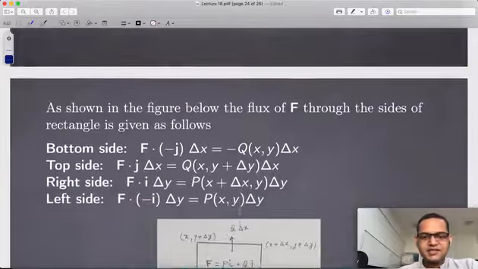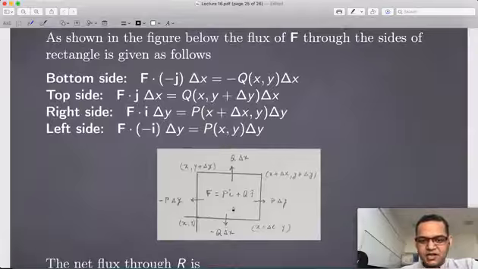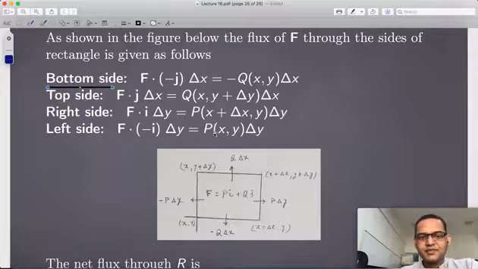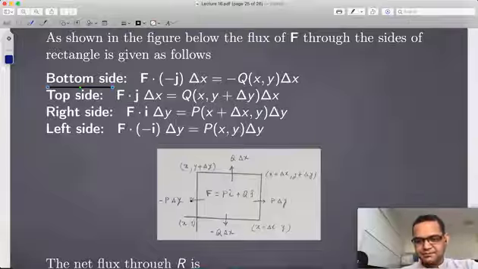So let us see, this also we can compute in a similar fashion. Now I want to see how things move through these boundaries. You again look at the bottom side. Here you see this is the direction of minus j, and you look at F dot minus j, and the total length here is delta x, so you get minus Q. This is the direction of plus i, so you get P, and this length is delta y. Similarly here you get Q delta x, and here you get minus P delta y, because this is the direction of minus j.